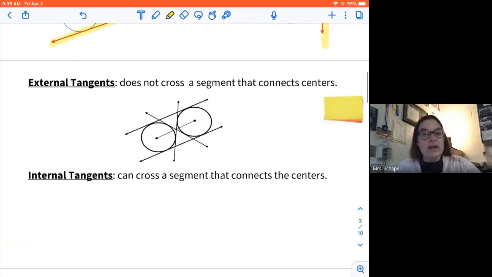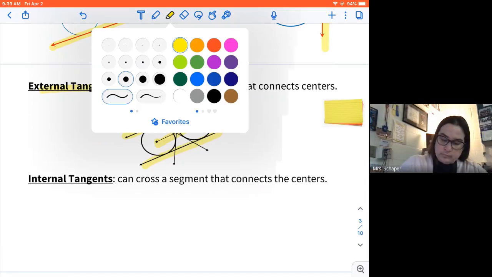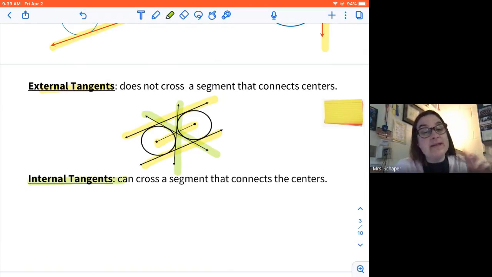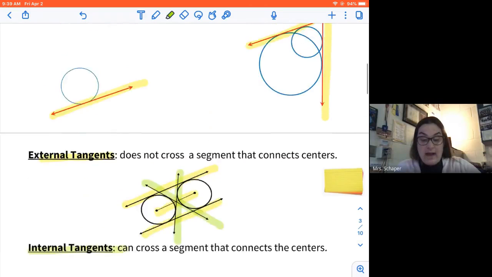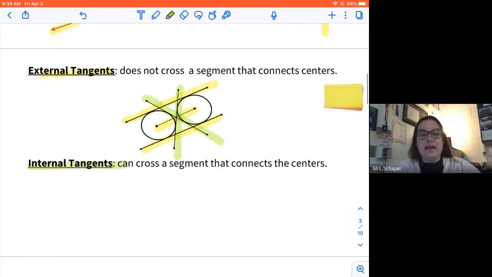We have external and internal. External tangents don't cross a segment that connects the centers. All right, so right here I have a segment that connects the centers of the circles. The external tangents are on the outside. The internal tangents do cross that piece. So that's the difference between external, outside, internal, inside, using those prefixes. And so those are the different types of tangents. So we've got a tangent, a common tangent, an external tangent, and an internal tangent.